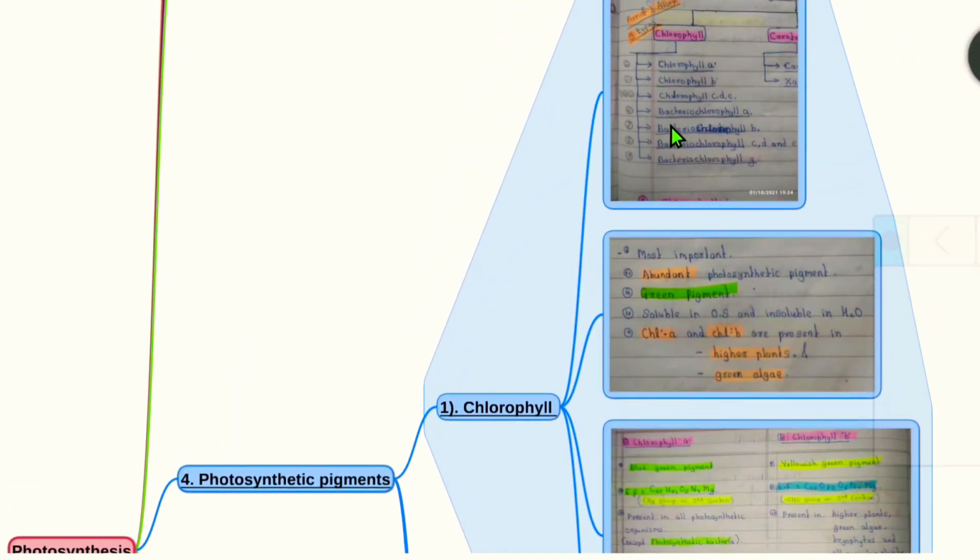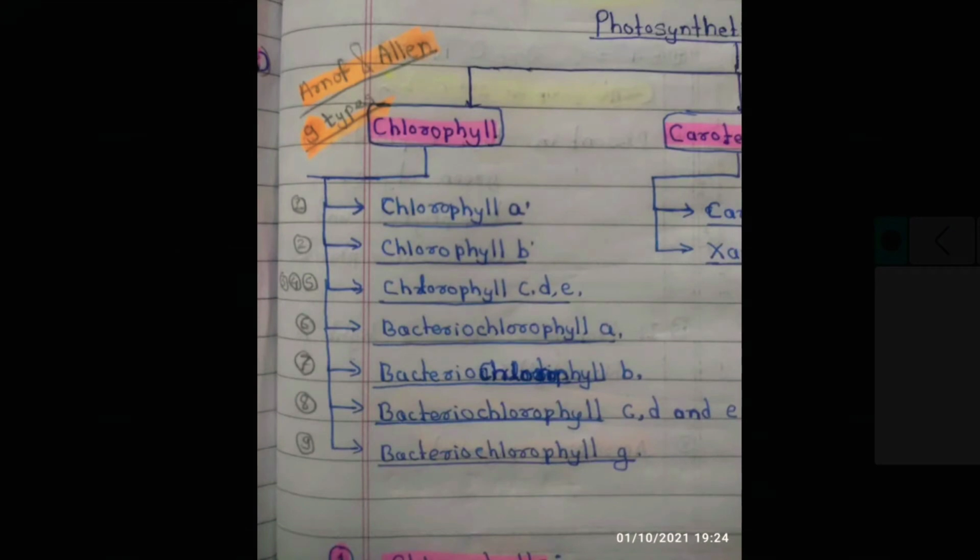In this point, we'll see the types of chlorophyll. The chlorophyll types were invented by Aronoff and Allen. The first chlorophyll is chlorophyll-a, chlorophyll-b, chlorophyll-c, chlorophyll-d, and chlorophyll-e, and bacteriochlorophyll-a, bacteriochlorophyll-b, bacteriochlorophyll-c, bacteriochlorophyll-d, bacteriochlorophyll-e, and the last one is bacteriochlorophyll-g.